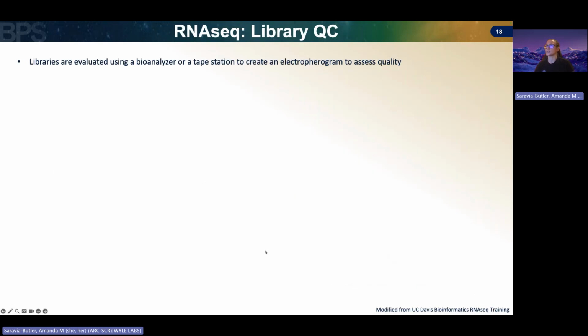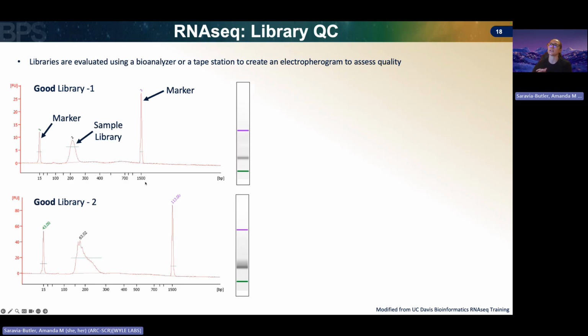So we're going to go through this again. Just to reiterate, libraries are evaluated using a bioanalyzer or a tape station. These are essentially miniaturized electrophoresis cells that will generate electropherograms for us to assess the quality of our libraries.